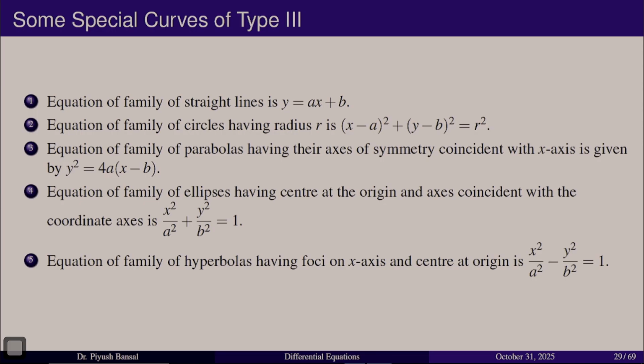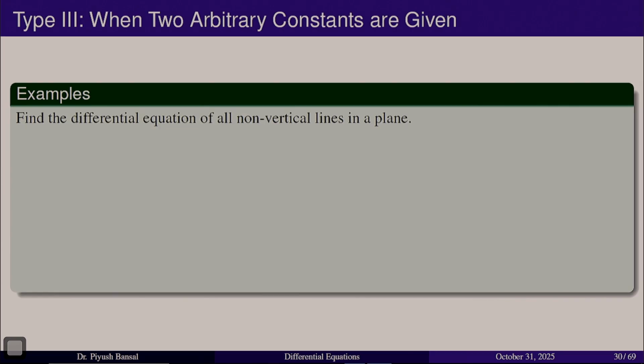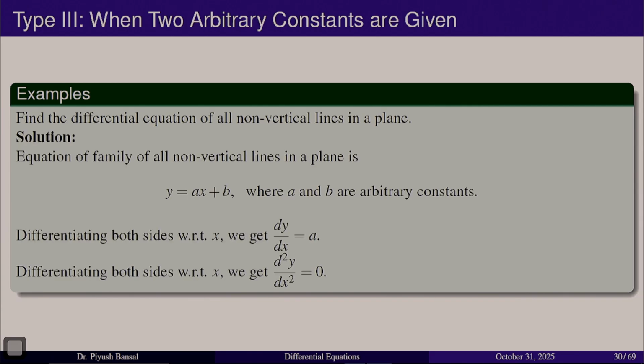So, let us look quickly at how to find the differential equations for such curves when two arbitrary constants are involved. The first example is to find the differential equation of all non-vertical lines in a plane. Being non-vertical, it will have some slope a and the y intercept will be b. So this will be of the form y equal to ax plus b. It contains two arbitrary constants a and b, so we have to differentiate it twice and remove both the arbitrary constants to get the resulting equation.